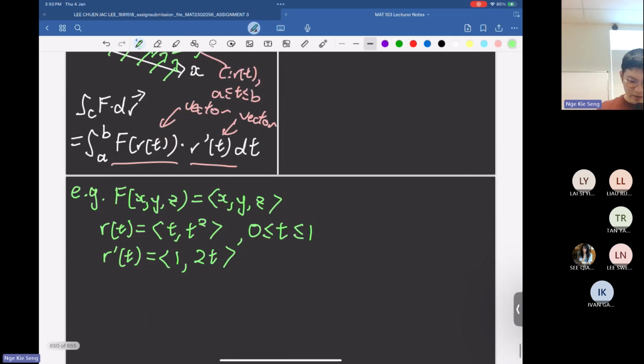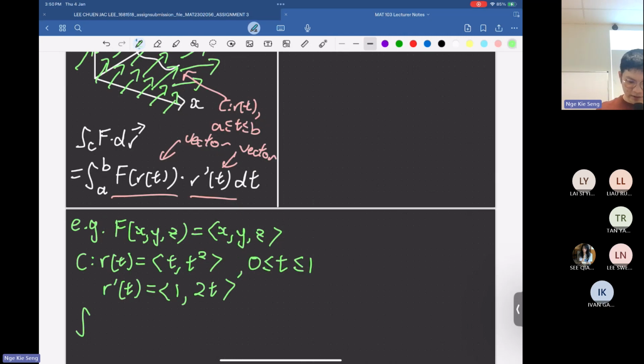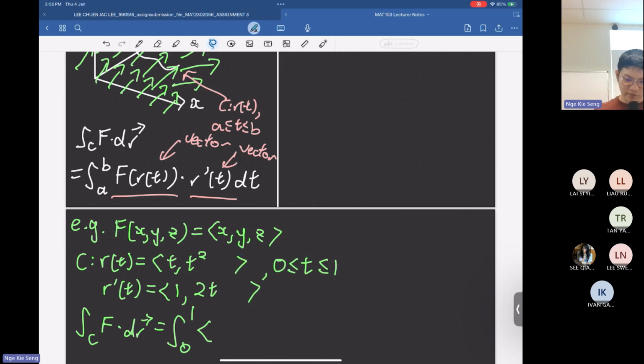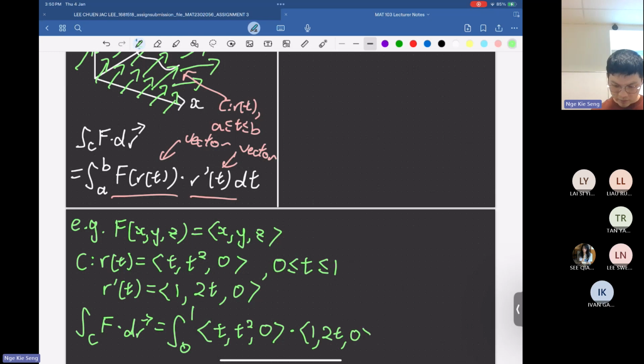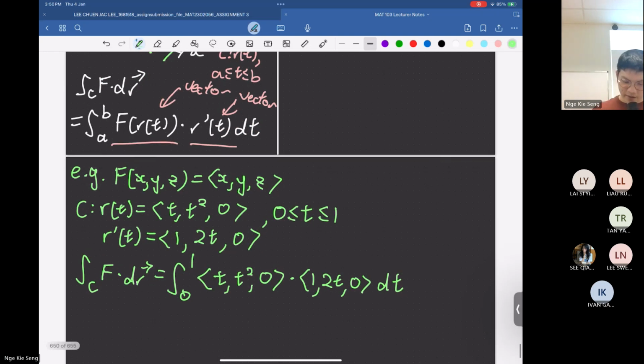Okay. And we integrate along this curve here. Let's call this the integral over the curve of F dot dr. It becomes the integral from 0 to 1. F(r(t)) becomes, okay, so we did something weird again. Because my curve seems to live in R2, make it into 3-dimensional. So I have x is t, y is t squared, z is 0, dot with 1, 2t, and 0. And then dt. And then you can do the dot product.